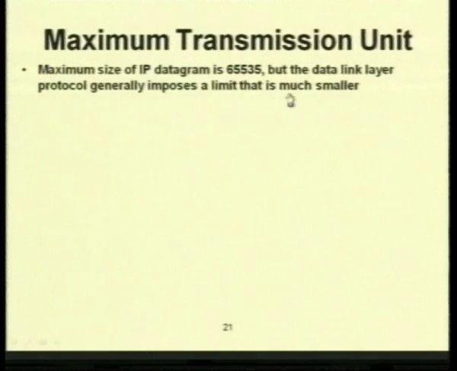Now the MTU, or the maximum transmission unit, basically tells you how much data can actually be carried on a particular link. That is, though we say that the maximum size of the IP datagram is 64 kilobytes, the data link layer protocol generally imposes a limit which is much smaller. Now why does that come about? Because look at what happens here.